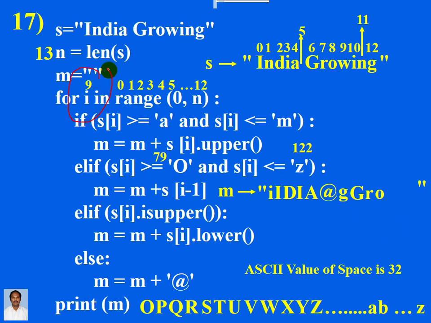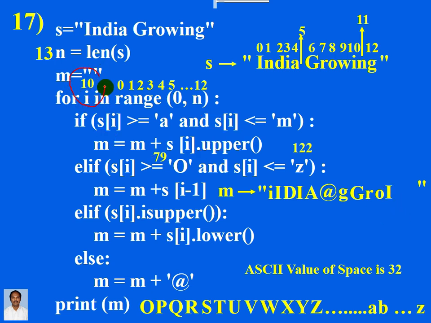I takes the next integer in the range, 10. So what is S of 10? Small i. Small i, is it between small a and small m? Correct. It is between a and m. So this will be executed. M concatenated with small i dot upper. So here you get capital I. M concatenated with capital I, that comes in M. So here one capital I comes.